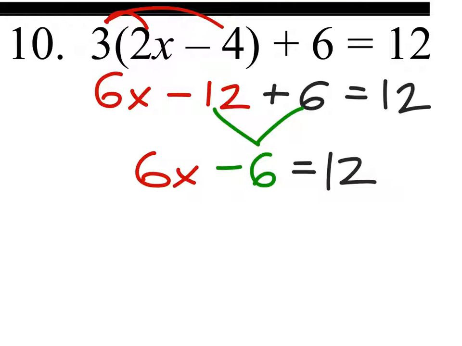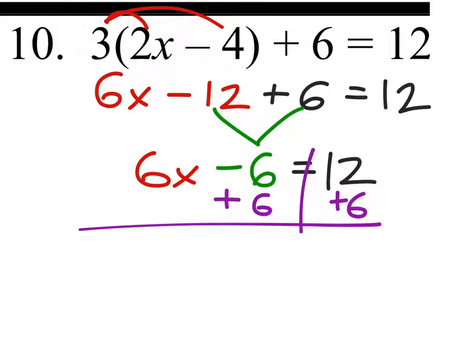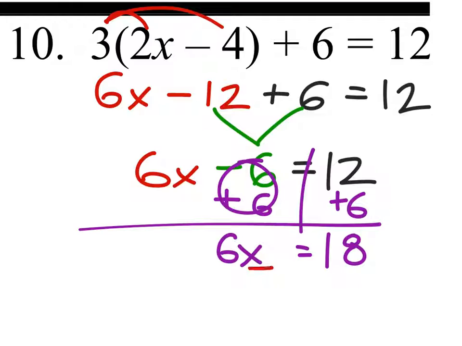So in order to solve with these, we'll add 6 to both sides, so that we have just the x's. 6x, that zeroes out, equals 18. Now to solve, we'll divide both sides by 6. And x equals 3.